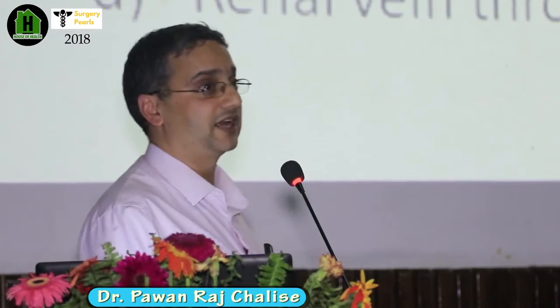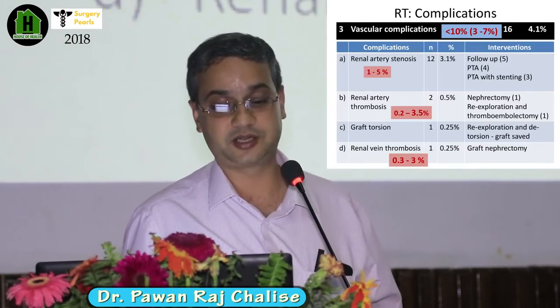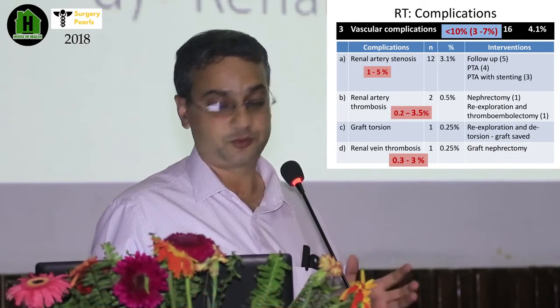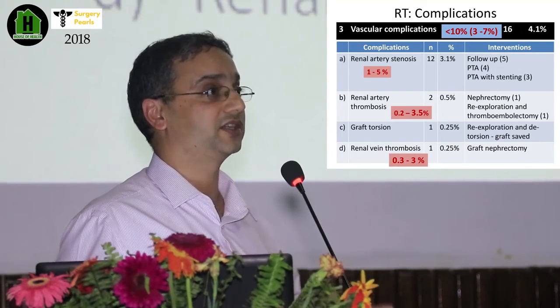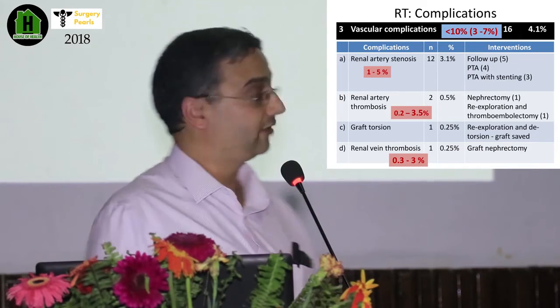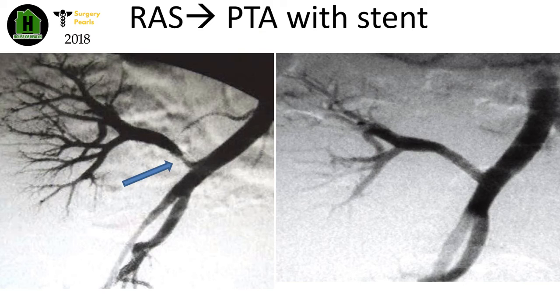I particularly describe the vascular complications. These are the complications that we have encountered in our institute in 500 cases. So renal artery stenosis, renal artery thrombosis, graft rejection, and renal vein thrombosis, these are the complications that you should be knowing, and you should know how to manage those cases. These are a few pictures of renal artery stenosis, which was treated with percutaneous transluminal angioplasty with a stent.